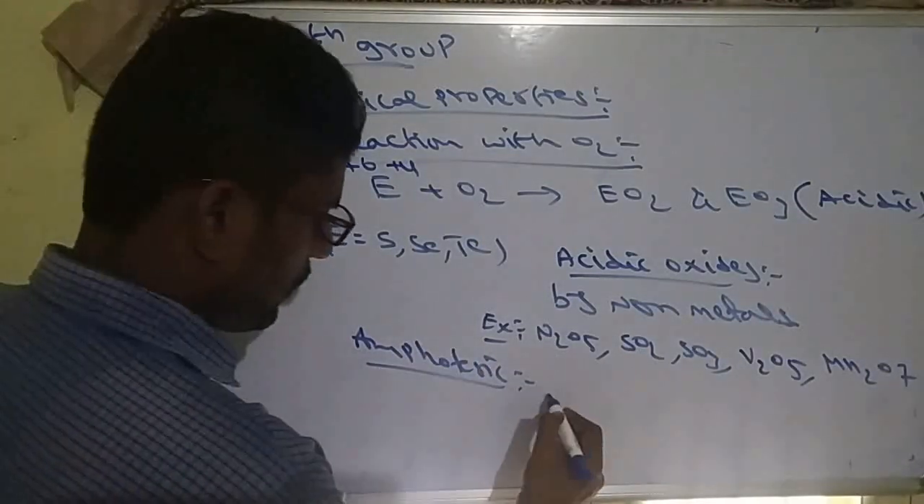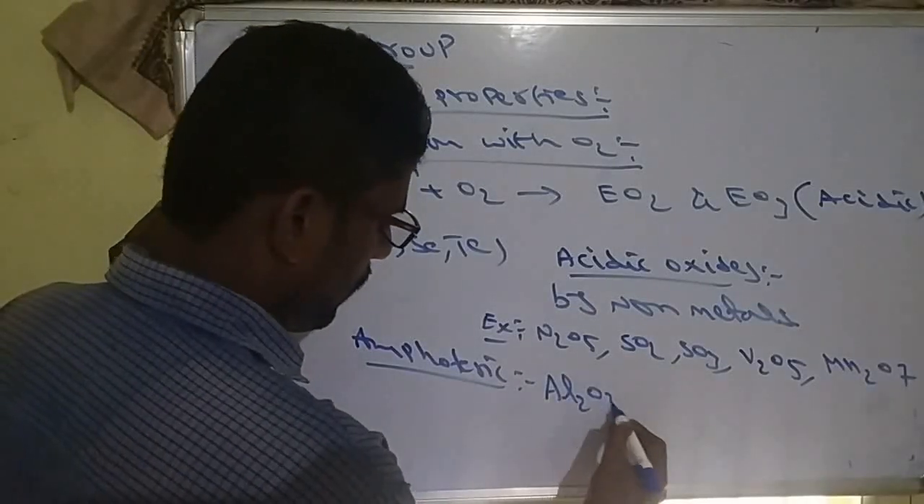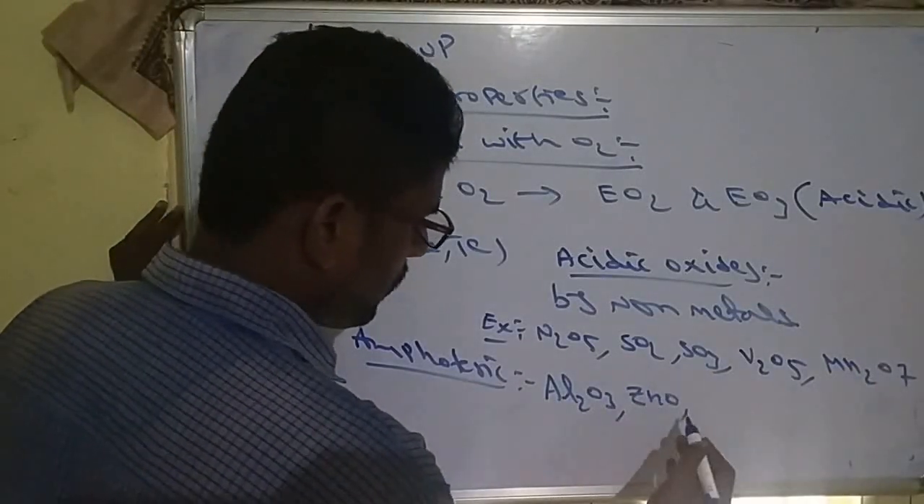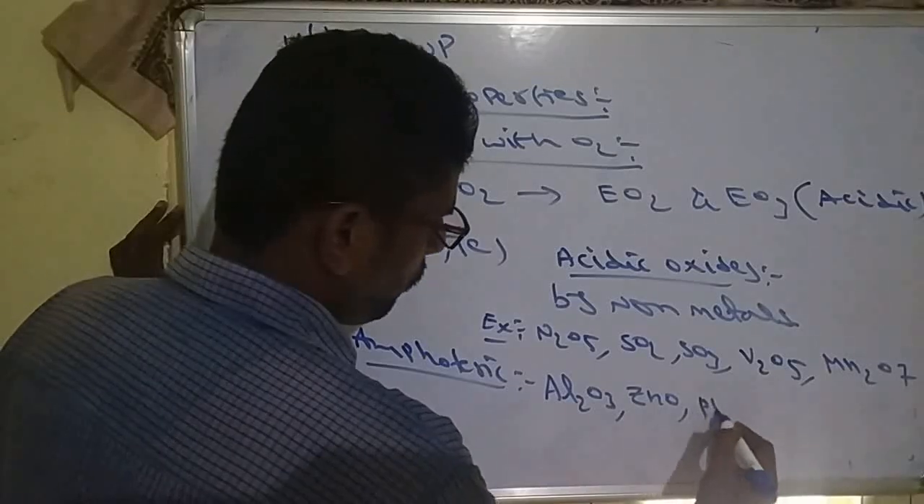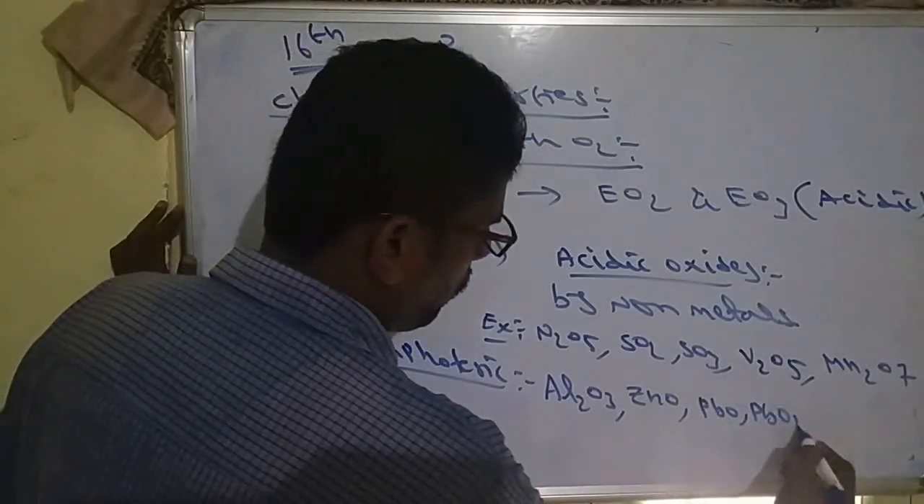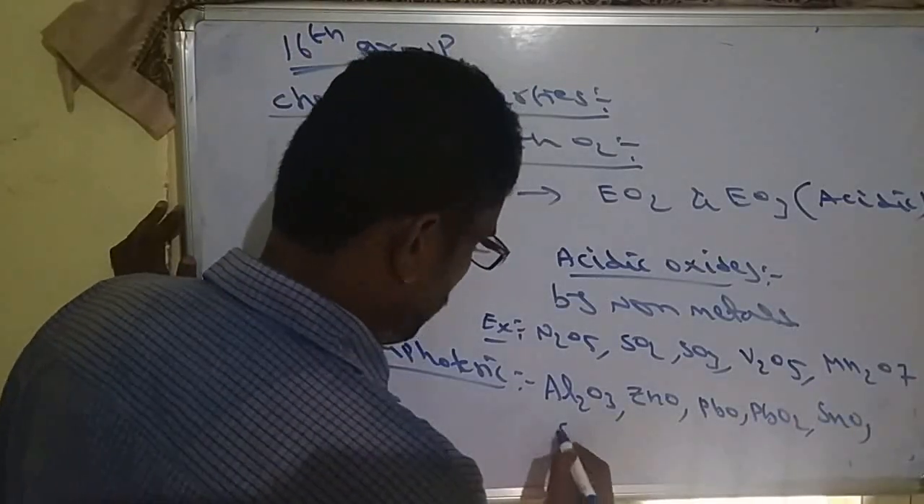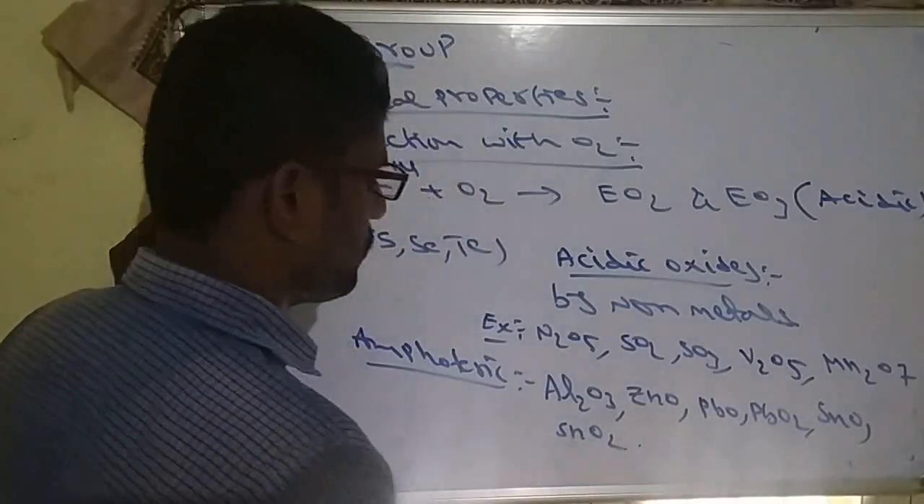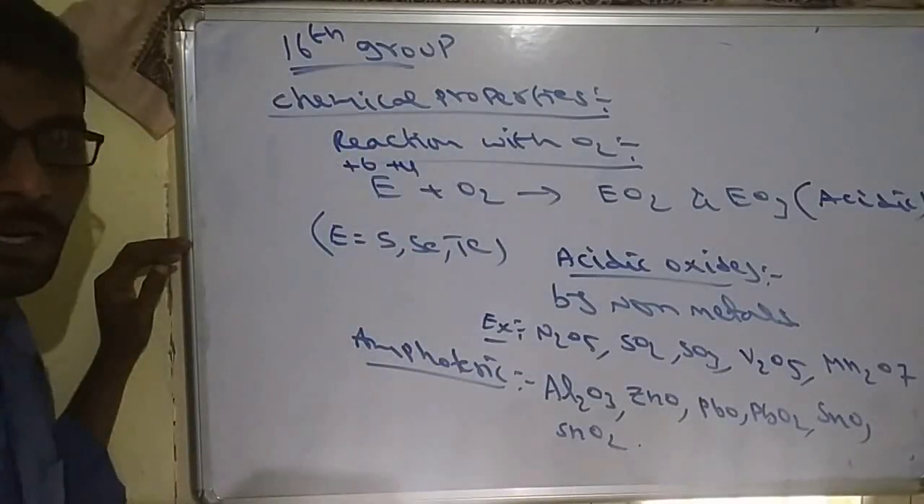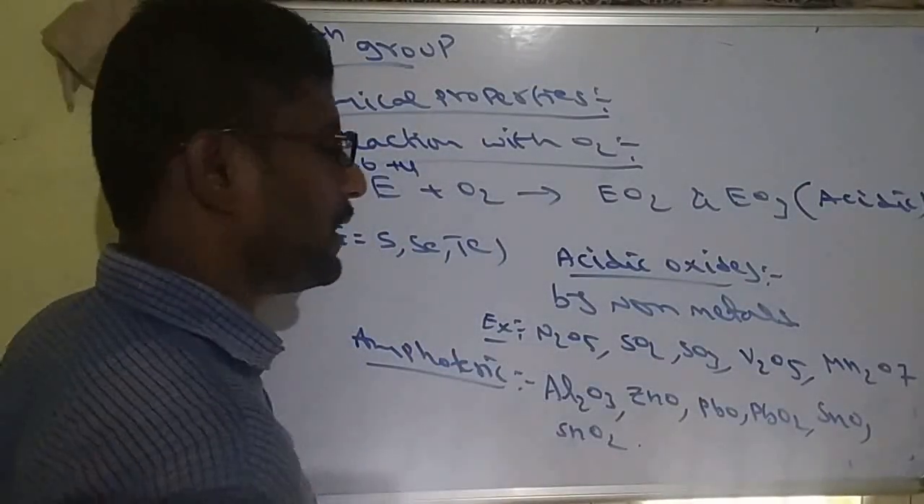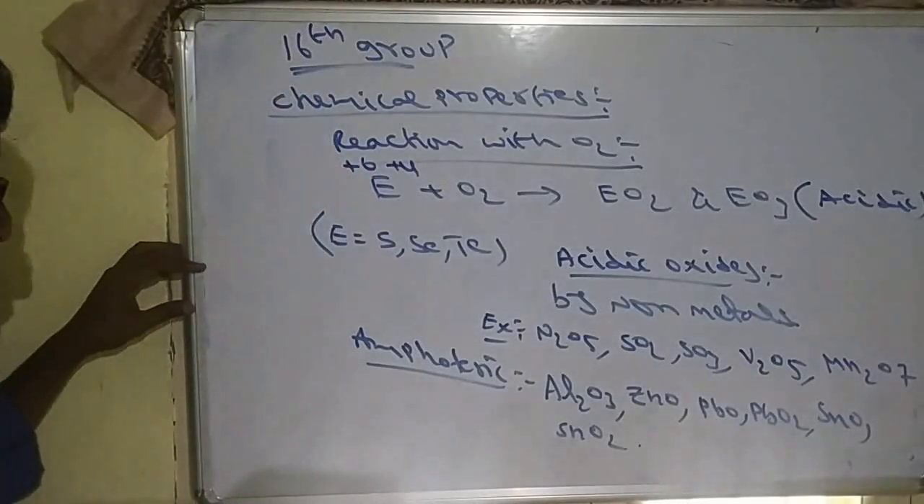Amphoteric oxides examples: Al2O3, zinc oxide, PbO, PbO2, SnO, SnO2, such types. So these are amphoteric oxides, which contain both acidic as well as basic nature.